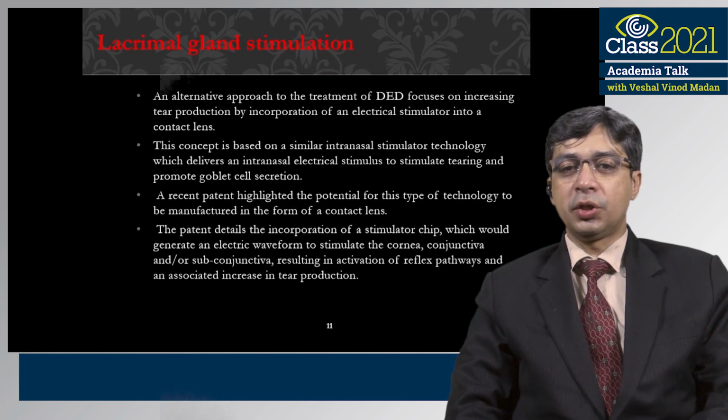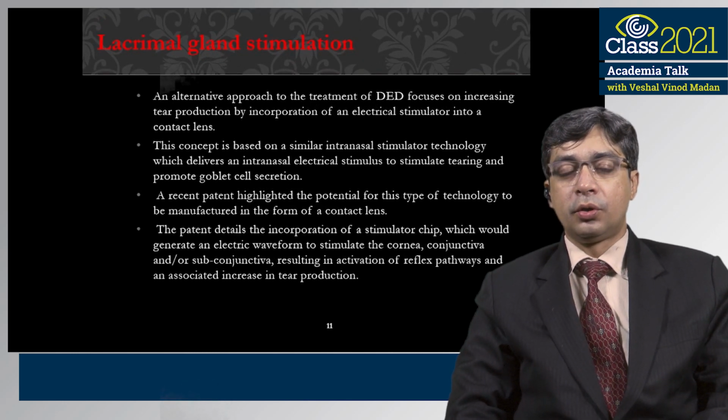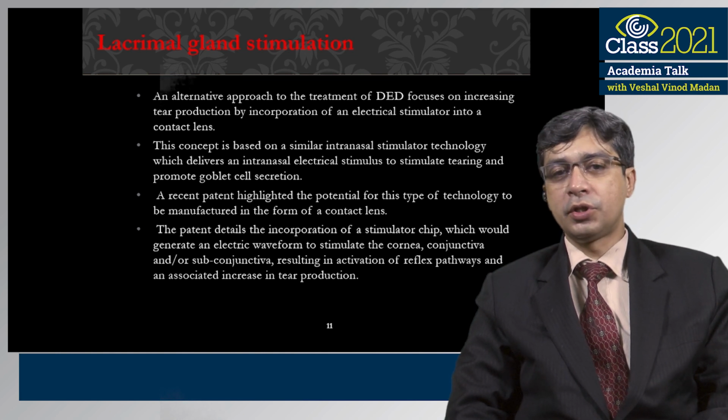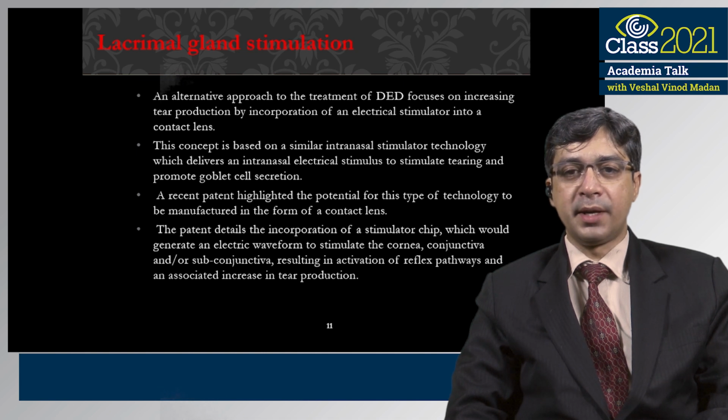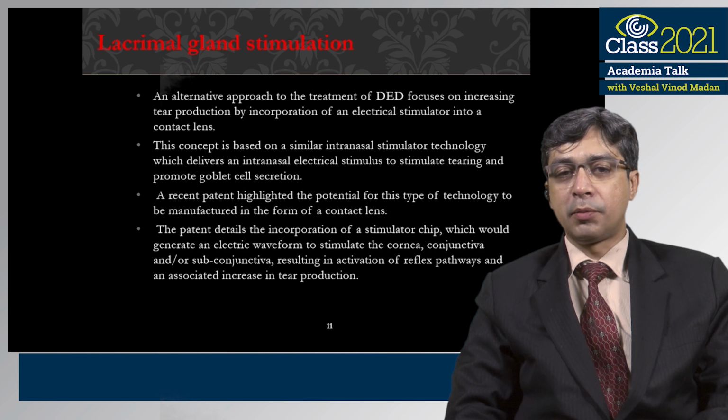Lacrimal gland stimulation is another technique which can be used to improve the condition of a dry eye person. In cases of physiological dry eye, or related to a condition where there is insufficient production of tear fluid by the lacrimal gland, this kind of technology, which can stimulate the lacrimal gland by producing electrical impulses, can definitely help over a period of time so that a sufficient amount of natural tears is produced in the eye to alleviate the condition of dry eye.